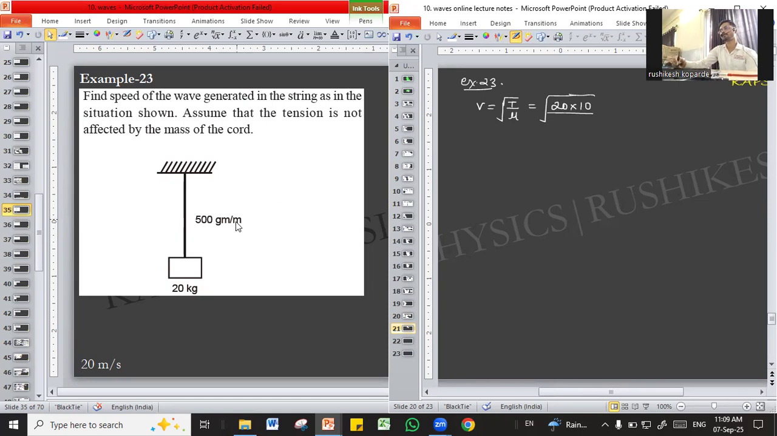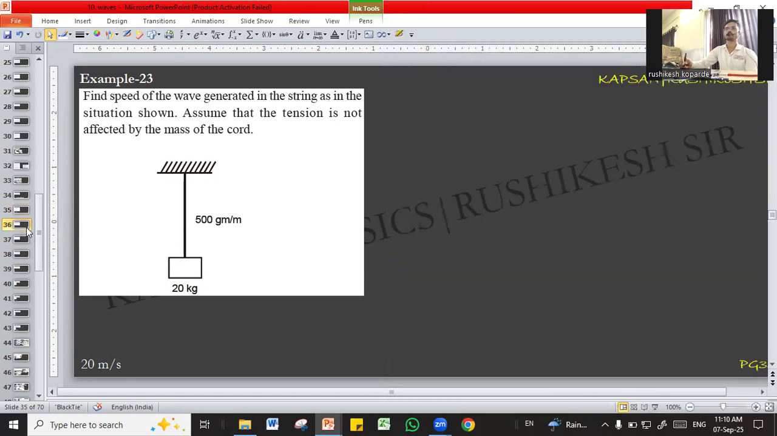500 gram per meter. Convert. Gram you have to convert. So 500 gram means 10 raised to minus 3 kilogram. So this will come out to 20 meter per second. Clear? Any doubt in this? Solve this.